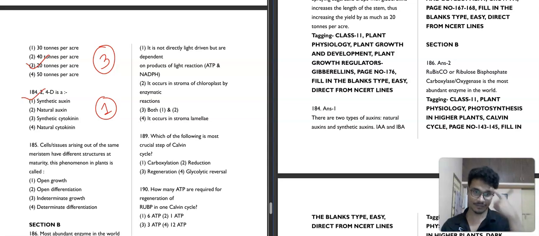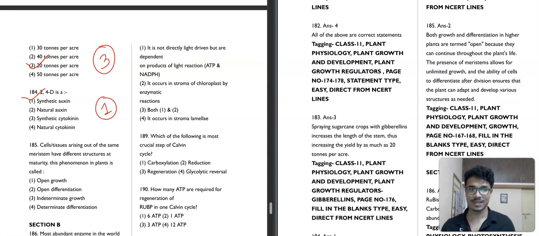Then question number 185. Cells or tissues arising out of the same meristem have different structures at maturity. This phenomenon in plants is known as open growth, open differentiation, indeterminate growth, or determinate differentiation. It is basically open differentiation. Second option. Both growth and differentiation in higher plants are termed open because they can continue throughout the plant's life. The presence of meristem allows for unlimited growth, and the ability of the cells to differentiate after division ensures that the plants can adapt and develop various structures. The name is open differentiation.